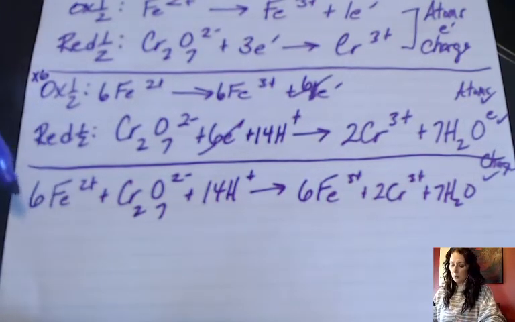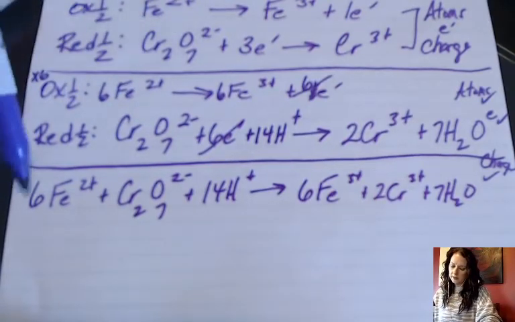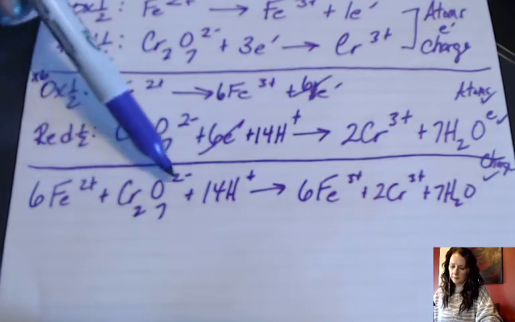If you want to, at this point, you can check the charge again on left side and right side. Make sure everything is equal. If it is, you're safe to go on to your last step for basic. This is 12 and a 14, so that's 26, and a minus 2.